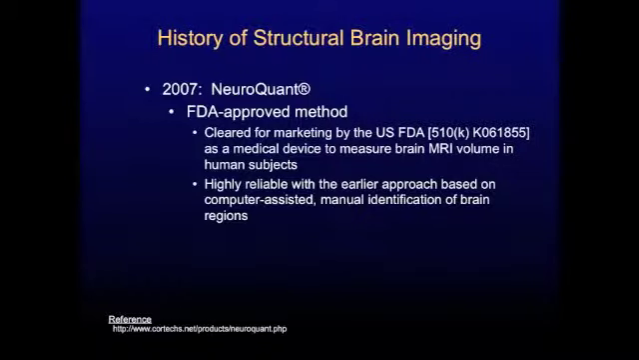And the FDA approved NeuroQuant because it was found to be highly reliable with earlier methods which involve computer-assisted manual identification of the brain regions. Reliable means repeatable. It means that when you use the older, well-tested methods to measure brain volume, and you compare the results to if you use FreeSurfer to measure the same brain MRI data, you get basically the same results or very, very similar results.